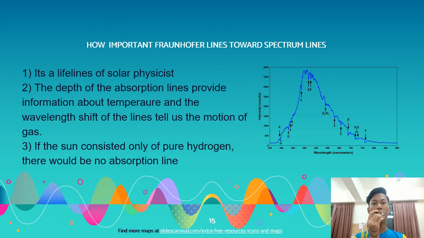Then we should be aware of the important message of why Fraunhofer lines occur in the spectrum of lines. First, it is a solar physics lifeline. Second, the wavelength shift of the absorption line tells us the velocity of the gas, and the depth of the absorption line tells us the temperature. And the last one, there would be no absorption lines if the sun was made entirely of pure hydrogen. That's all for me. Thank you.